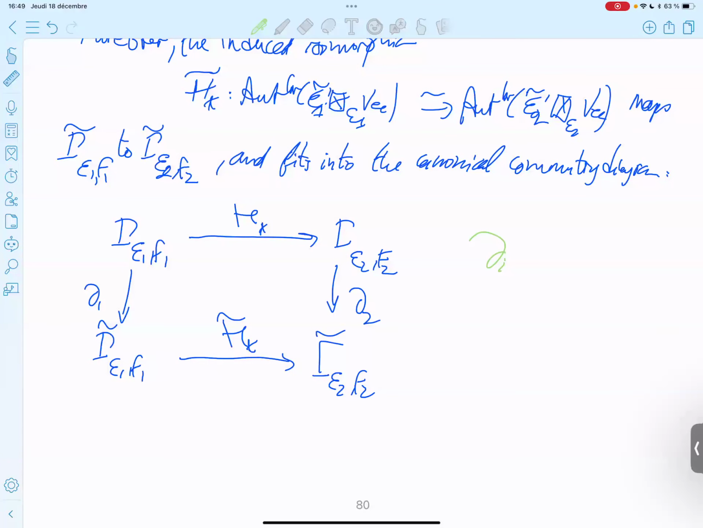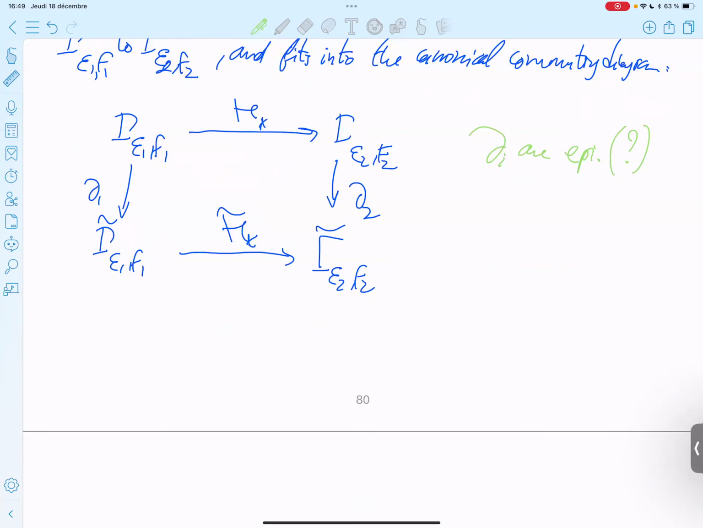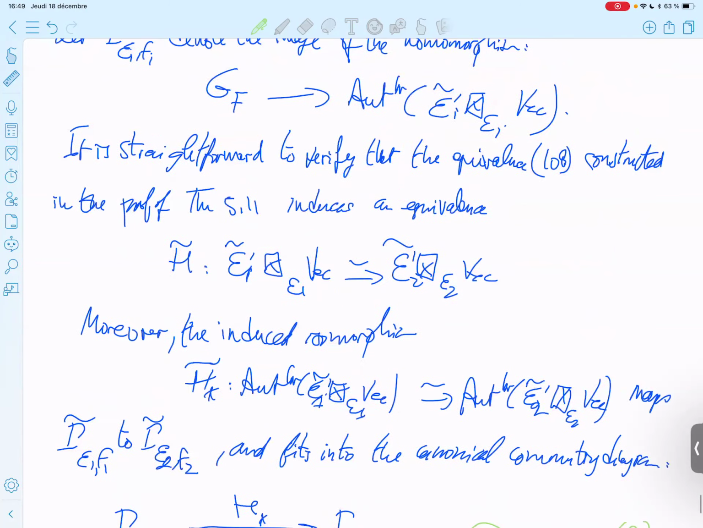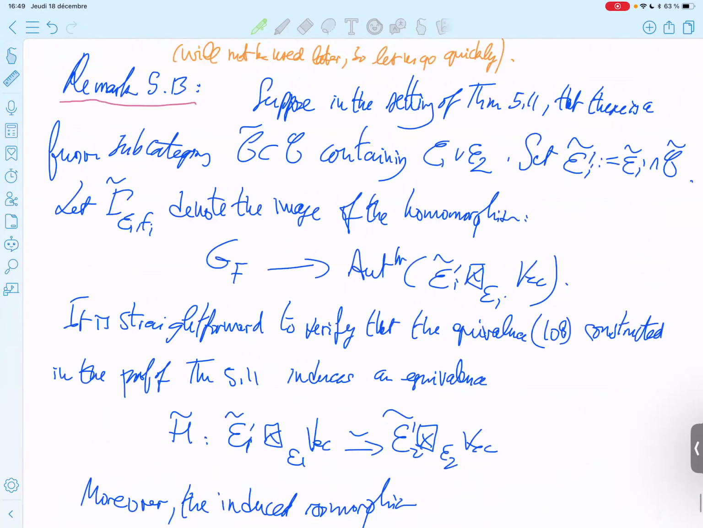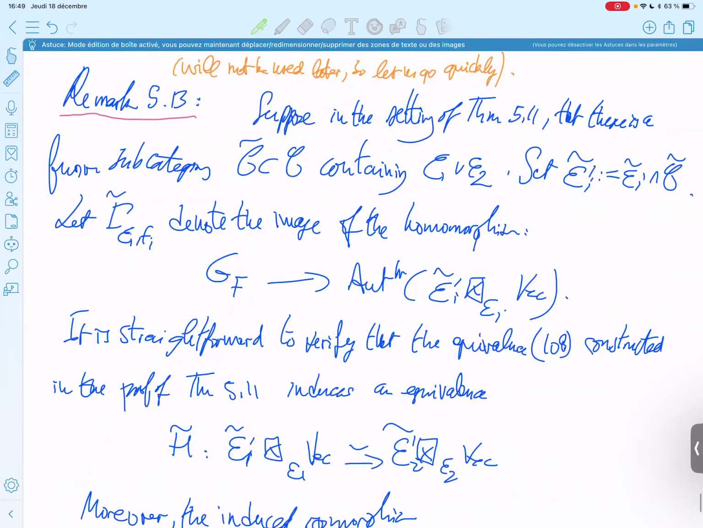So this is our epimorphism. Let me put a question now because that's not specified, because I don't see motivation for that right now. I don't want to spend too much time.